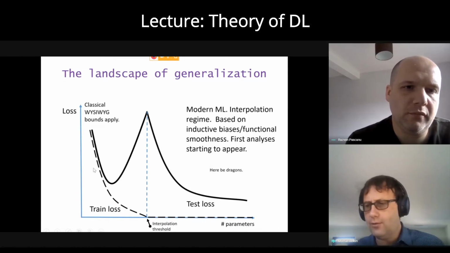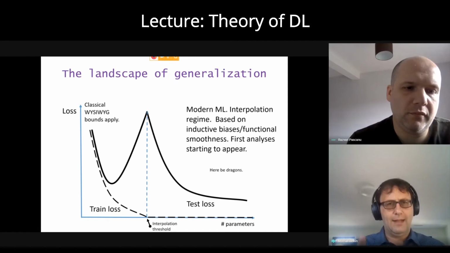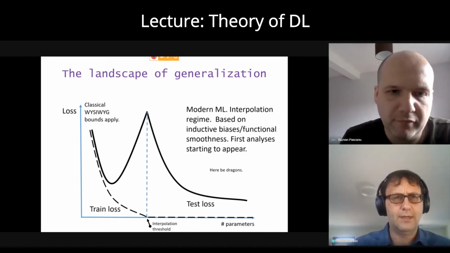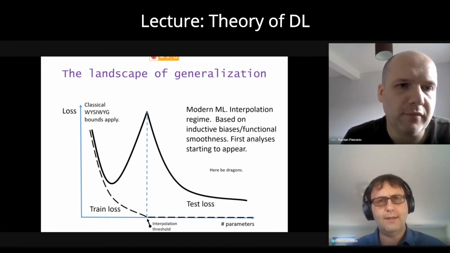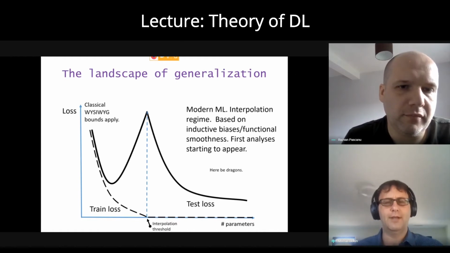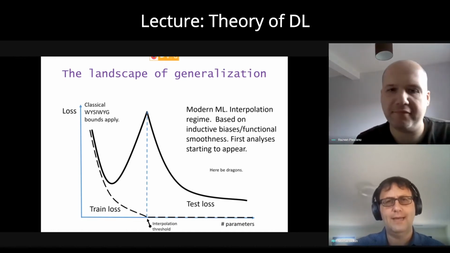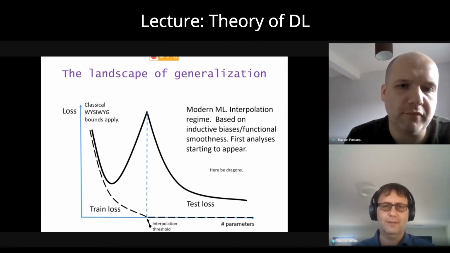So I'm going to summarize the landscape of generalization very briefly, and then I want to say a few words about optimization. And actually, I'll take questions after this slide, and then I'll say something about optimization. So here is the landscape of generalization. On the left, you have this classical regime where the WYSIWYG bounds apply. On the right, you have this modern machine learning regime, and your generalization is based on inductive biases and functional smoothness, and we are finally starting to see analysis in the last year or two which describes this.